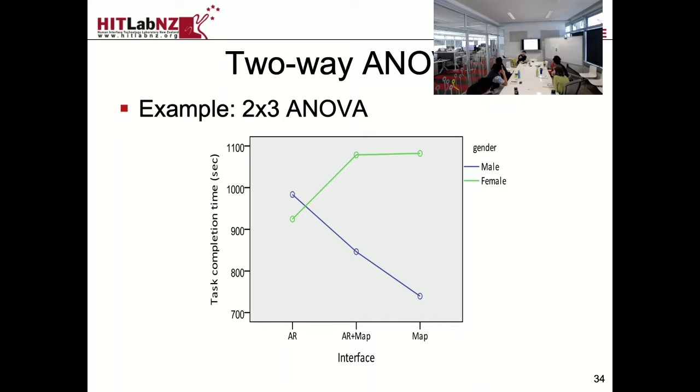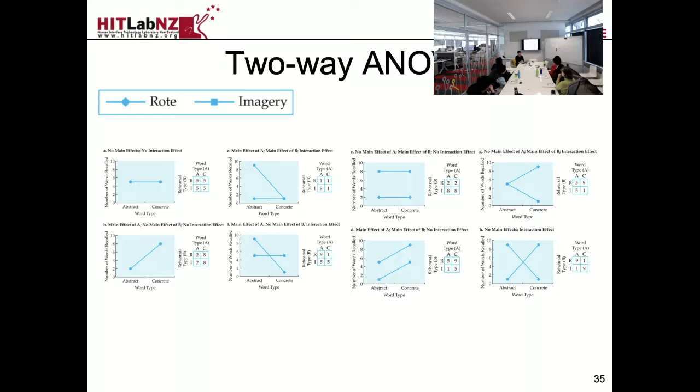Okay, so why two? Gender and interface, right. Gender is represented with the color, and the interface. And what is this one? This is the dependent variable, what we want to measure, right? Good. So in the two-way ANOVA, the relationship between the interaction effect and the main effect can be represented with these eight cases.